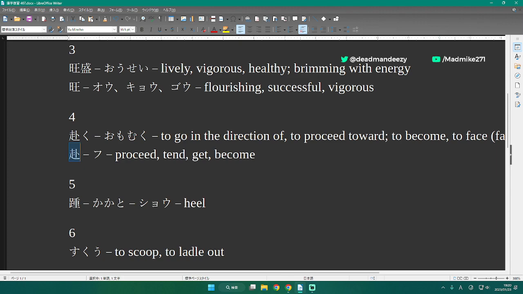It can also mean to abide by some rule, or to face facts. Omomuku is to proceed in the direction of, to go towards. Omomuku is to go in the direction of, or proceed toward. Omomuku desu.